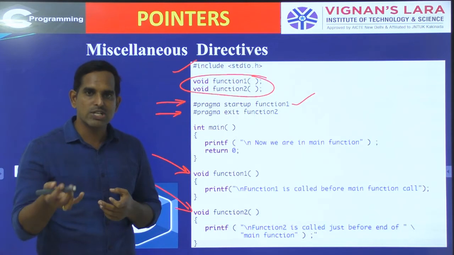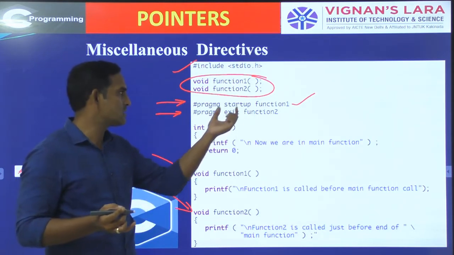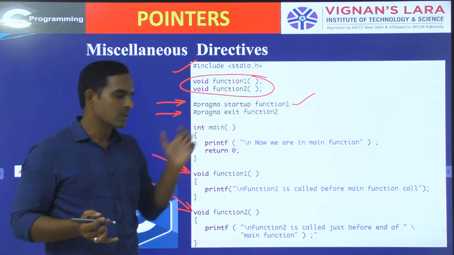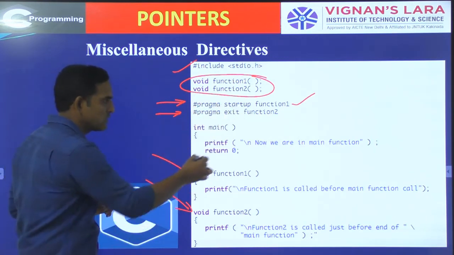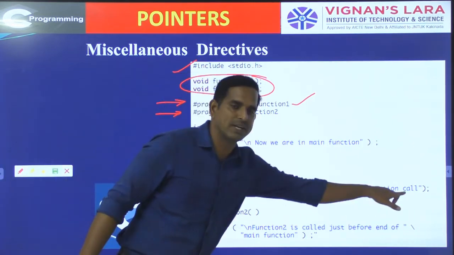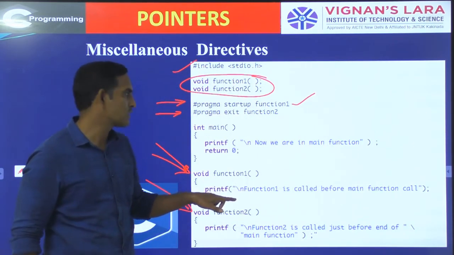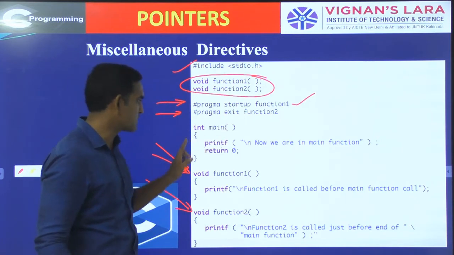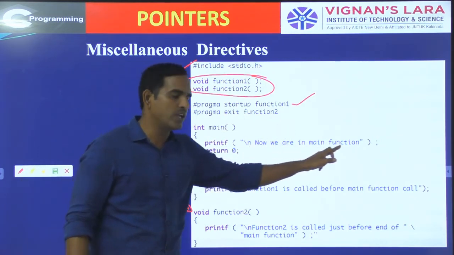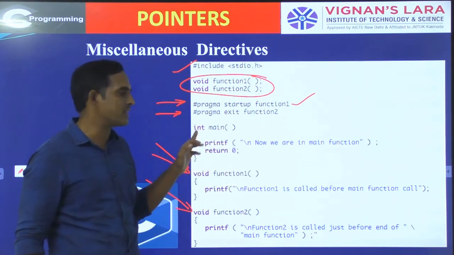Startup function 1 means the function 1 has to be executed or called before the main. This is the information you are providing to the compiler, that is, the function 1 has to be called before main. So what will happen? Before main is called, function 1 will be called and you are going to print this particular statement. Then the main function will be called. Inside the main function, the statement "Now we are in main function" will be printed.